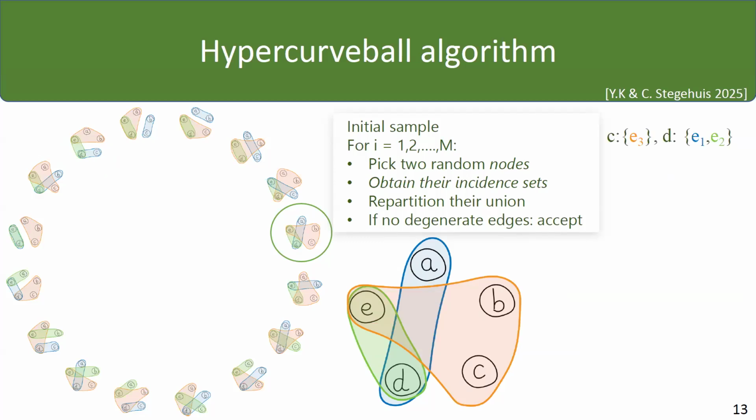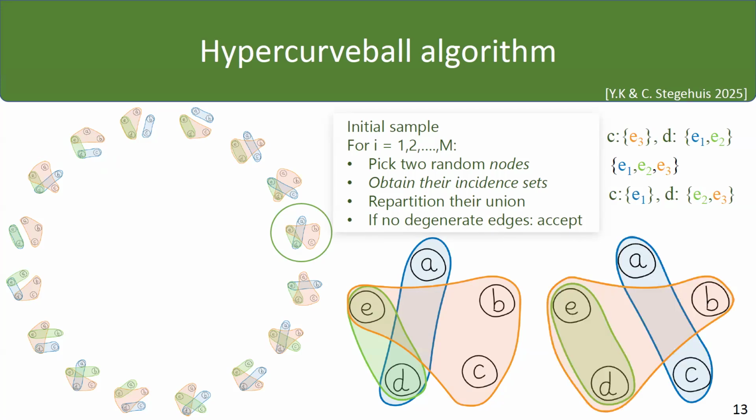Let's do it again. I pick 2 nodes. We take the union and we repartition. And also here, if the 2 sets are of different size, we make sure that they have the same size as in the beginning after the repartitioning. And we might obtain this one.